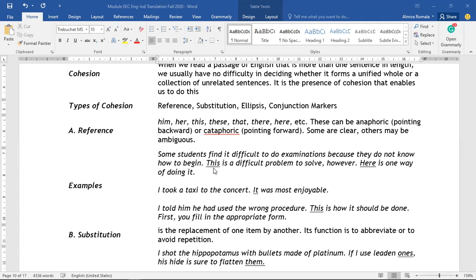"Ini adalah hal yang umum." So what is "ini"? It's kind of unclear. And we cannot also translate "here" as "di sini." "Di sini adalah salah satu cara untuk melakukannya." So what is "here"? Perhaps you could just leave the "here" out of this sentence and use a more appropriate way to say it.